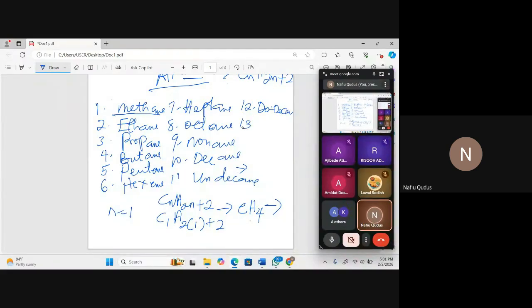So if you want to know number 13, I think number 13 should be tridecane. Number 14, tetradecane. Number 15 is pentadecane, as we have. Number 16 will now be hexadecane, heptadecane, octadecane, nonadecane, before we reach 20. 20 is eicosane. So just let us go and know that. Thank you for calling us to order. Jazakallah khairan.